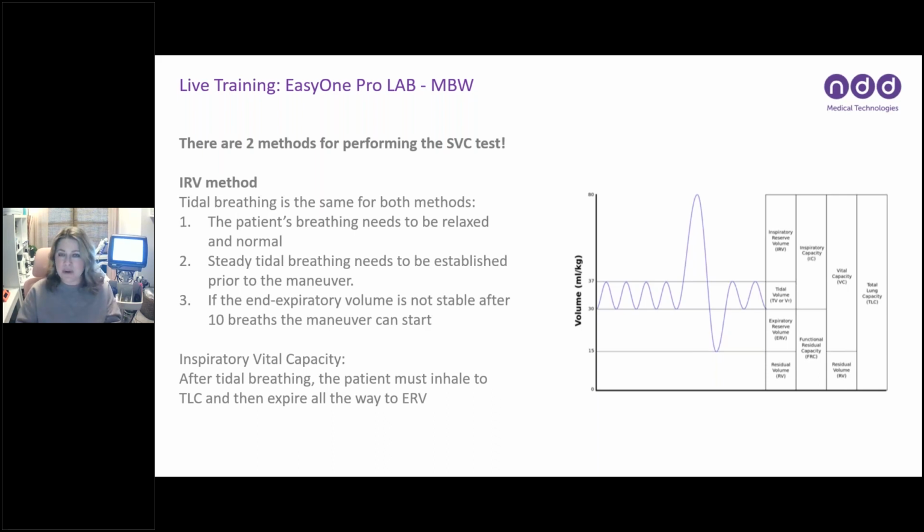So many of us were used to just doing 2 or 3 regular breaths and then coaching the patient through the SVC maneuver. We can no longer do that. We need to wait until steady tidal breathing is established, and then the device will prompt us to start the maneuver.